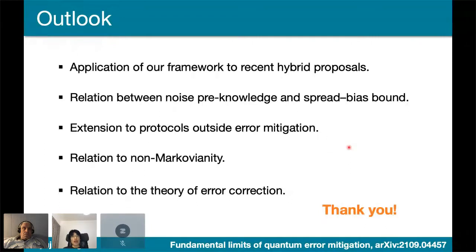And finally, it'll be insightful to look at the relation to the theory of error correction, which is quite a complete theory already. And especially these days, we have now the NISQ era, but ultimately we do want to go to the error correction regime. So it would be key to understand the smooth transition from the error mitigation regime to the error correction regime, and for that, having a more established general theory of error mitigation seems to be required and useful.